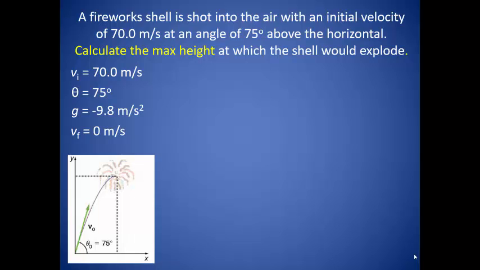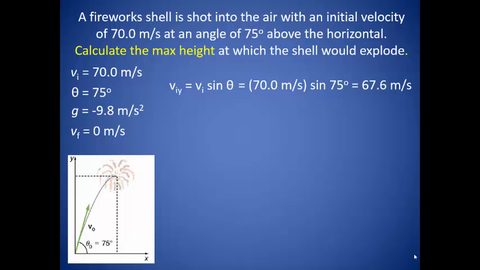So we know our initial velocity, we know the angle that we're launched at. Acceleration due to gravity is always negative 9.8 meters per second squared. And since the shell stops at the top of the trajectory and explodes, we can say here that the final velocity of the shell is 0. We are looking for change in y, so at this point we really only need the y component of the initial velocity. We find this by taking the 70 meters per second initial velocity times the sine of the angle 75. This gives us 67.6 meters per second as the initial y component of the shell's velocity.